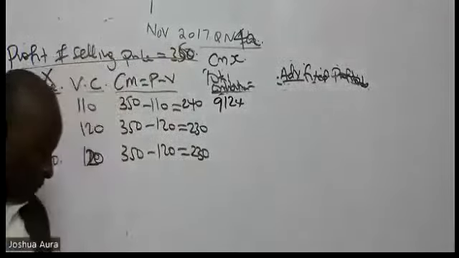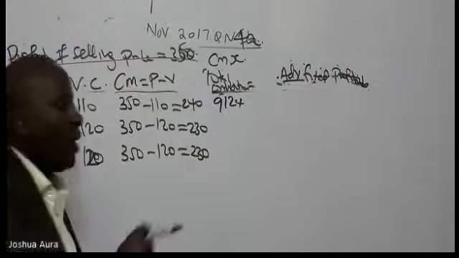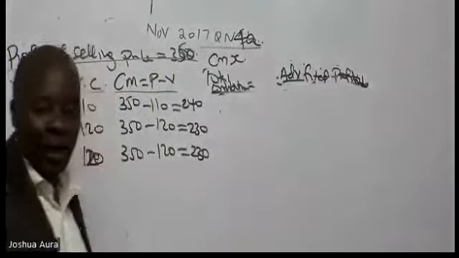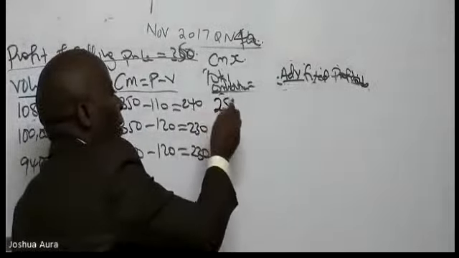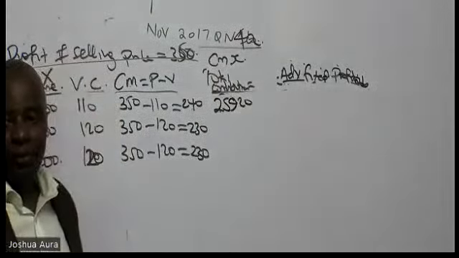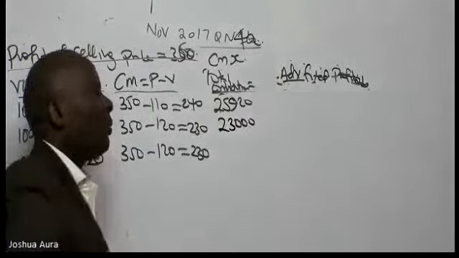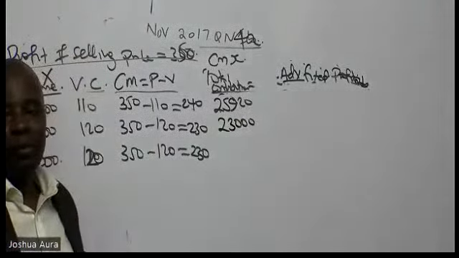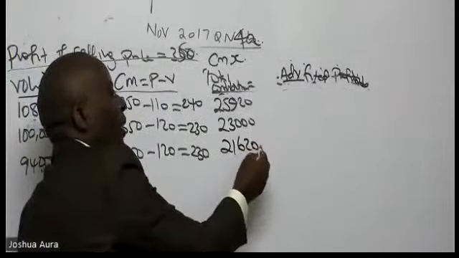How about the second one? Nope, that figure is not correct. The first one, I'm being reminded there, is 25,920. The second one is 23,000. How about the third one? 21,620, isn't it? The third one is 21,620, like that.